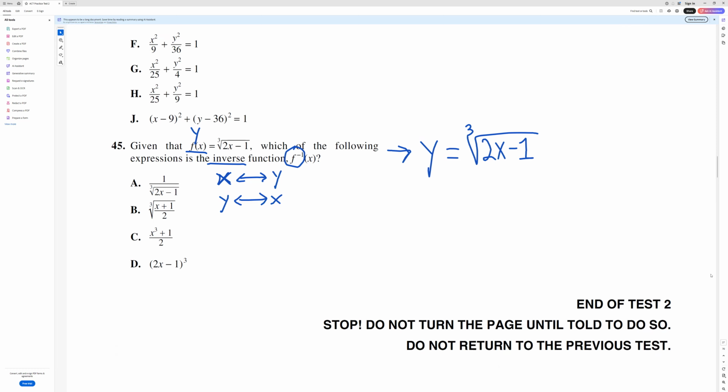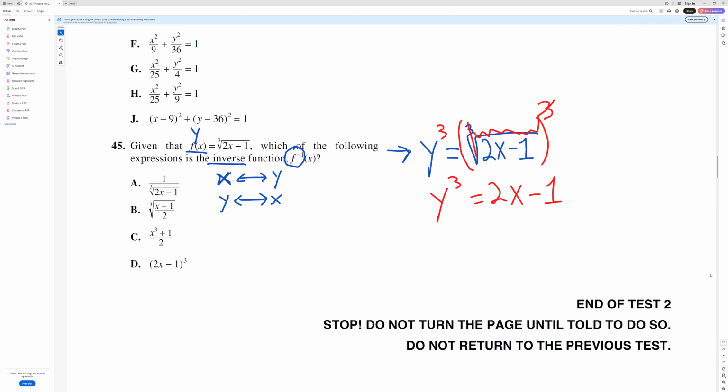The opposite of a cube root is to raise it to the third power. So I'm going to raise that to the third power, and I'm going to raise y to the third power. So this whole thing cancels with that. So I have y to the third power is equal to 2x minus 1.